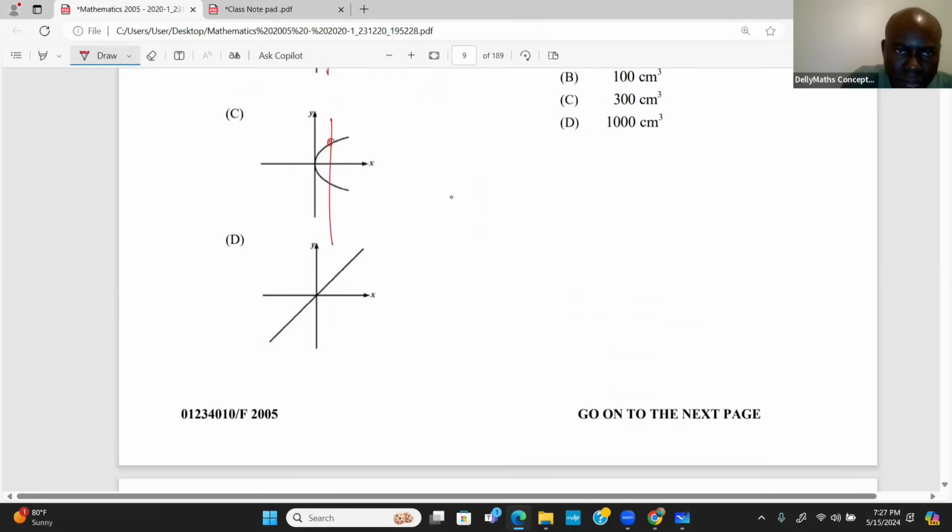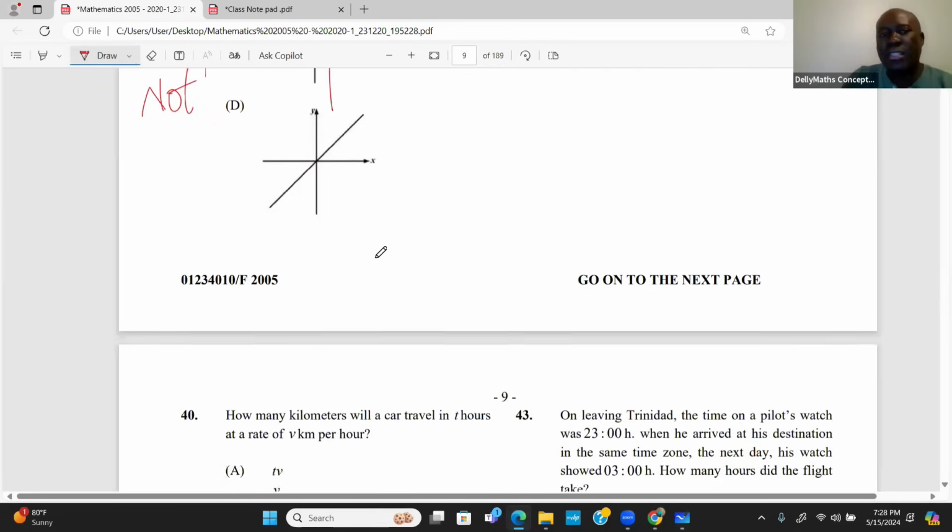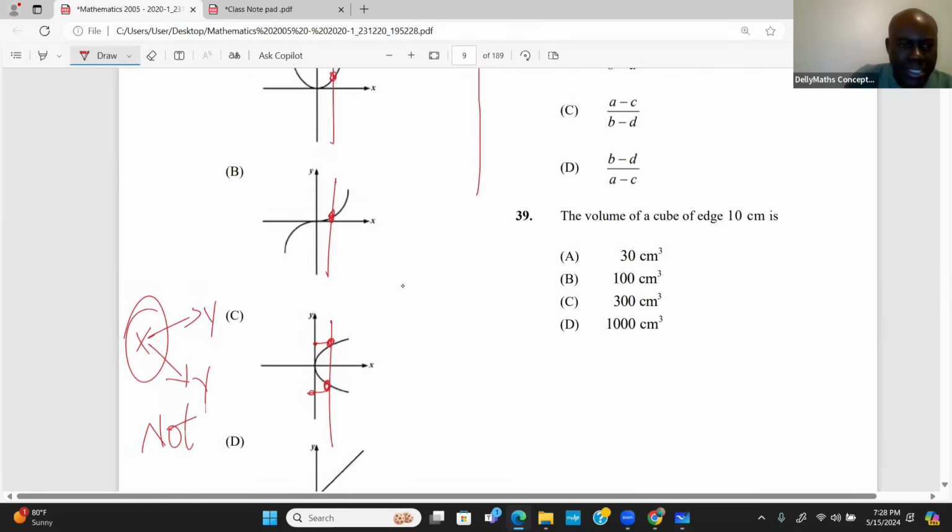This is not, because it touched it 2 times. So whenever you have one x value that goes towards 2 different y values, it's not a function. Because if you look, I'll get a y up here and I'll get another y down here. That's the problem. You cannot have one x going to 2 different y. All right, so it's not a function at C.